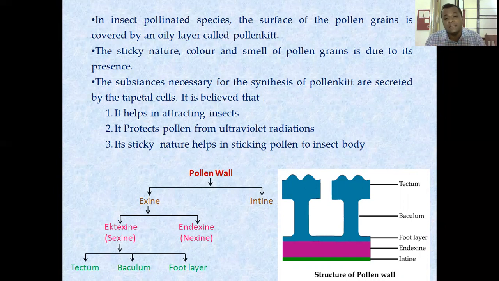In insect pollinated species, the surface of the pollen grain is covered by an oily layer called pollen kit. The sticky nature, color, and smell of the pollen grain is due to its presence. The substances necessary for the synthesis of pollen kit are secreted by the tapetal cells. It is believed that the pollen kit helps in attracting insects.